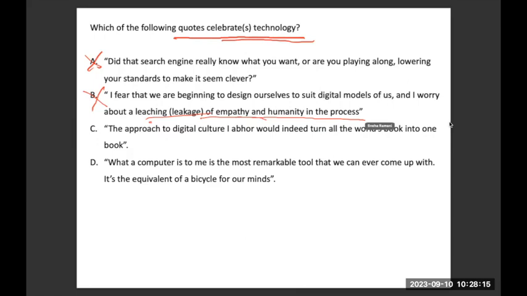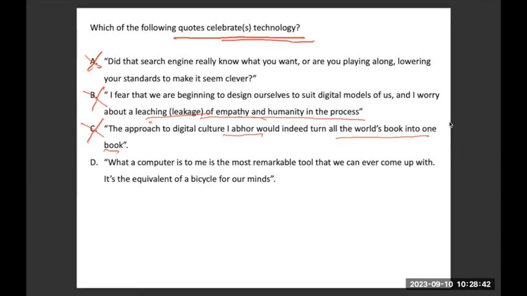C, the approach to digital culture I abhor would indeed turn all the world's books into one book. Abhor means disgust. The approach to digital culture I feel disgusted about would indeed turn all the world's books into one book, which is again a very bad criticism on the convention of technology.